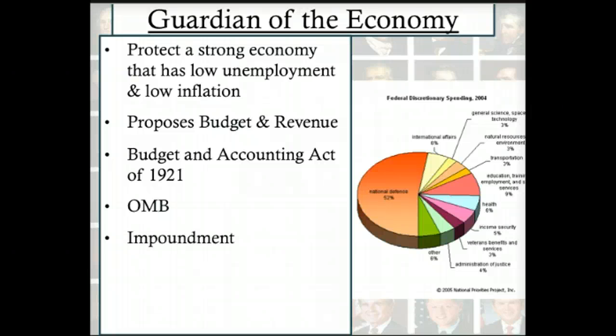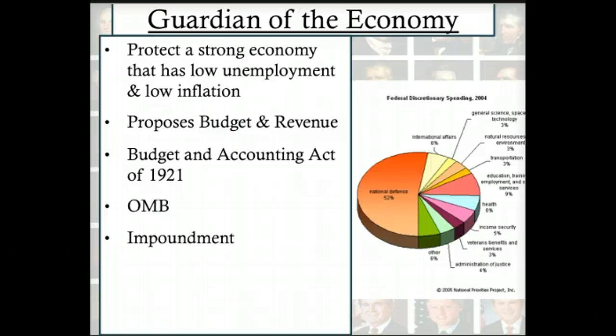The president also used to have the power of impoundment. Now, I say used to because it was taken away from him. But what the president used to do with impoundment power is, when Congress appropriated or gave out money to certain agencies or departments or programs, the president would withhold that money or prevent that money from getting to where Congress had appropriated it.